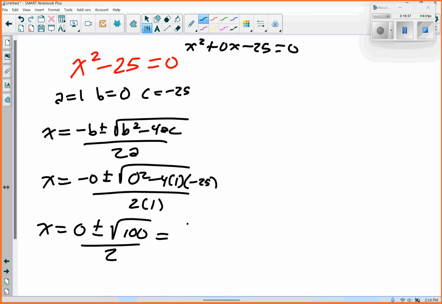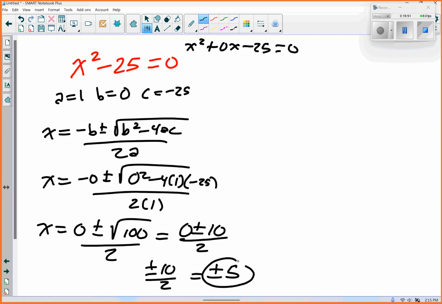Root 100 is what? 25. Close. What times what gives me 100? 10. So my answer becomes plus or minus 10 over 2, which is equal to plus or minus 5. There's my two answers. Okay?